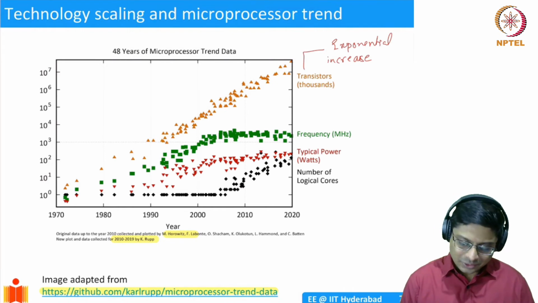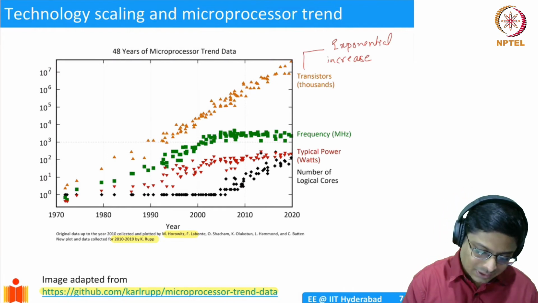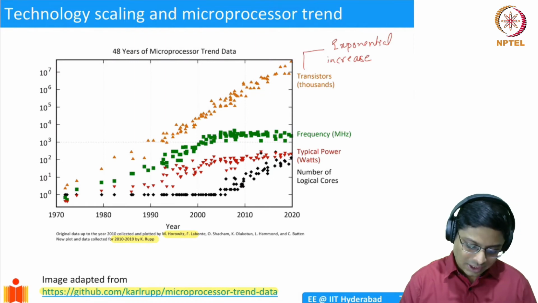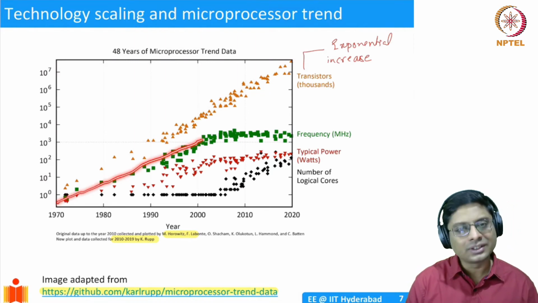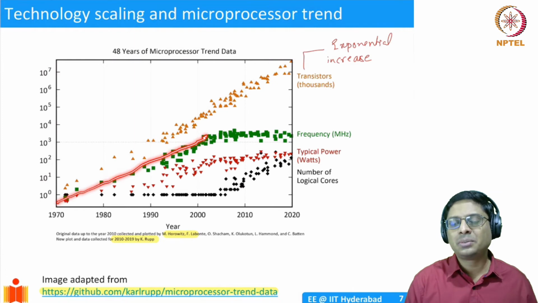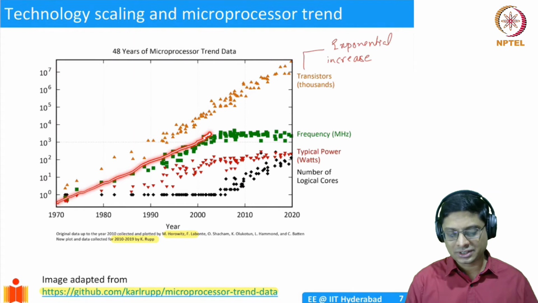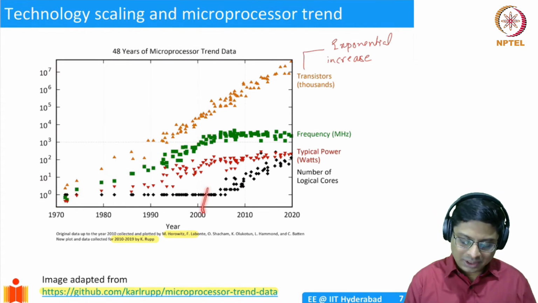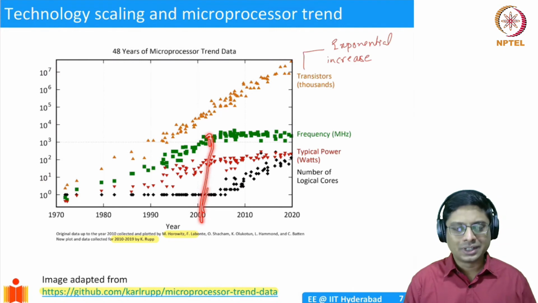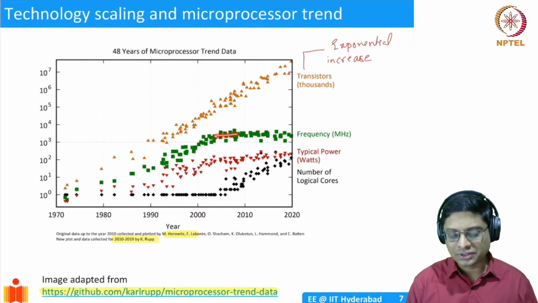The other graph you see in green is the frequency of the processor. And you see that initially there was a gradual increase, and it is logical because we saw that as you are scaling, reducing the sizes by 0.7, the frequency was increasing by about 40% each scale down, right? So this was what happened till 2000 or so. But after 2000, it sort of saturated in a range of a few gigahertz.